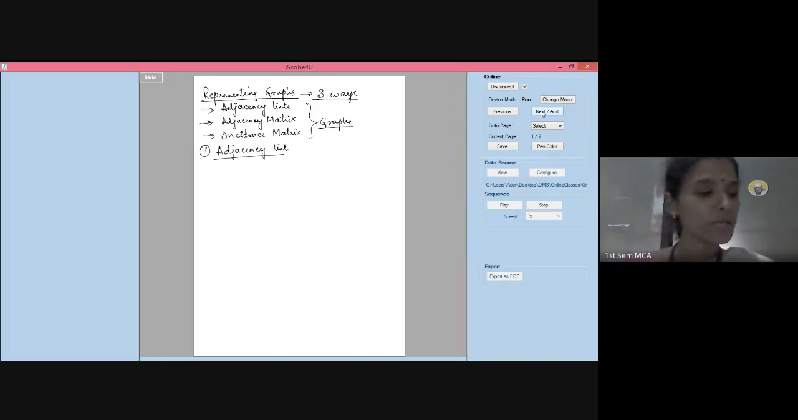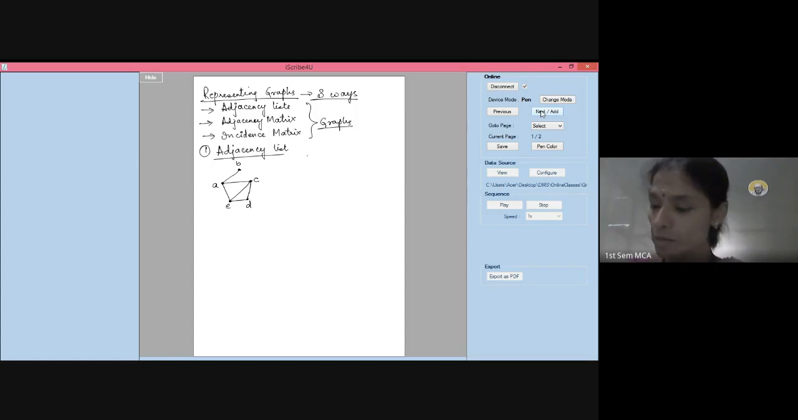Okay. Let's quickly go to, I will take up a graph as an example and see how I can represent that graph using adjacency list. This is my graph. I will take a simple graph. Let me take this A, I will call this B, I will call this C, I will call this D, I will call this E. Okay, this is my graph. Now, how do I represent this using adjacency list?